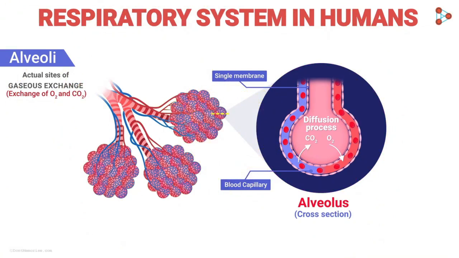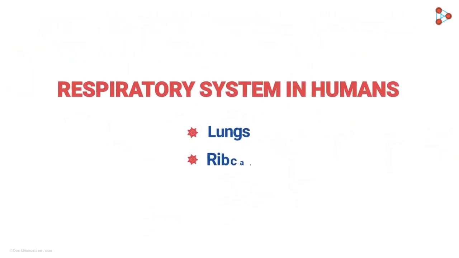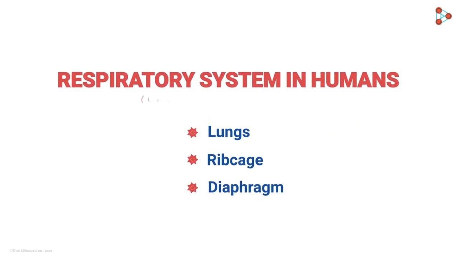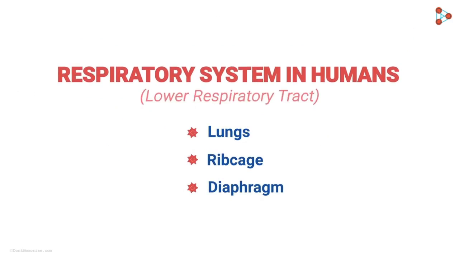Now that we know how the components of the respiratory system present inside the lungs work, let us focus on the lungs and the other remaining components of the lower respiratory tract. Let's learn them in the next part.